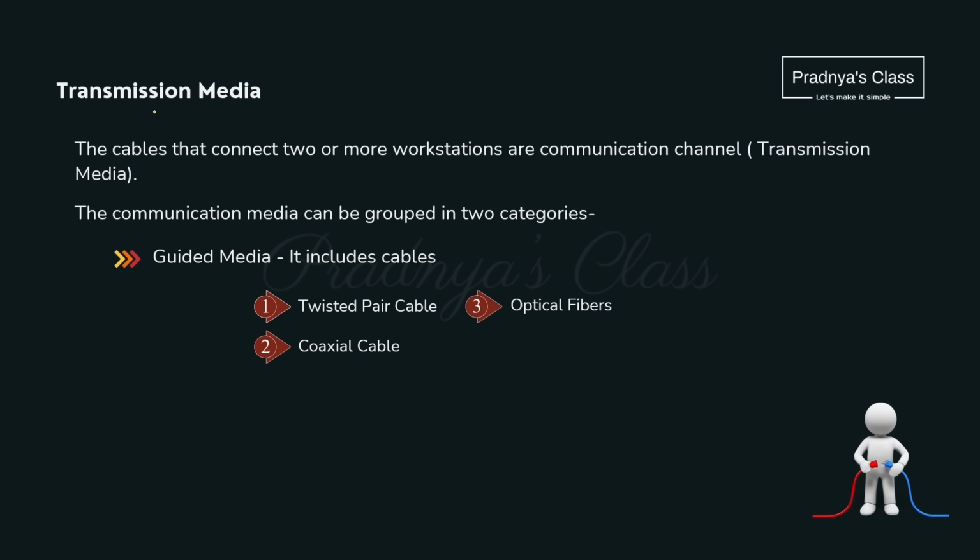Alright, moving ahead to the third important topic, that is transmission media. This is used to connect two or more devices. We can connect the devices in two different ways. The first one is guided media, where we have a direct physical connection, and the second one is unguided media. First of all, let's go through the guided media. There are three different guided media. The first one is twisted pair cable, second is coaxial cable, and third one is optical fibers.